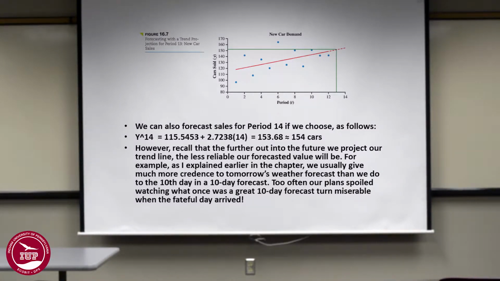However, recall that the further out into the future we project our trend line, the less reliable our forecasted value will be. For example, as I explained earlier in the chapter, we usually give much more credence to tomorrow's weather forecast than we do to the 10-day forecast. Too often, our plans are spoiled watching what once was a great 10-day forecast turn miserably when the fateful day arrives.